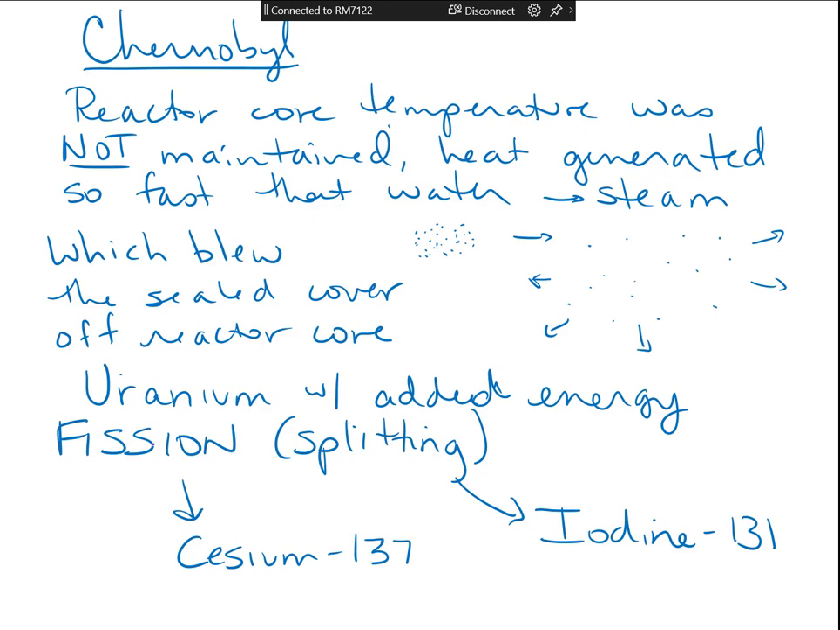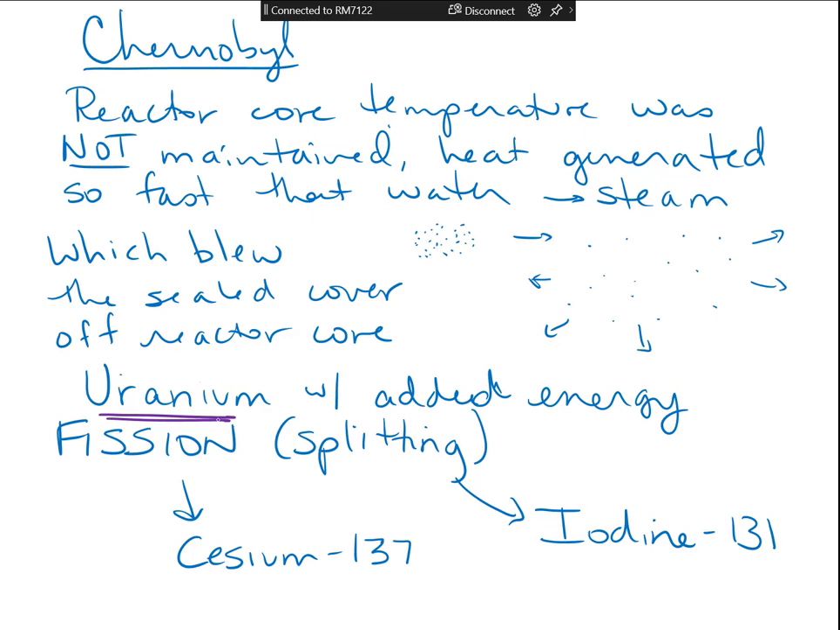The amount of energy that was generated when this happened caused the uranium rods to undergo what's known as fission. Fission is when an atom splits into two. So it went from being this huge uranium atom to being two. One is cesium and the other one is iodine.